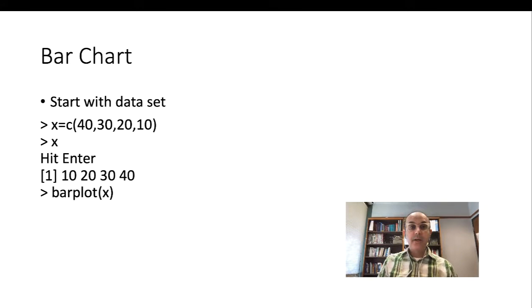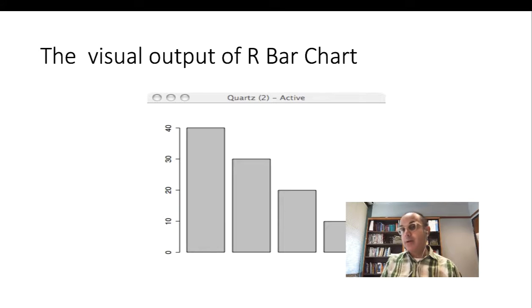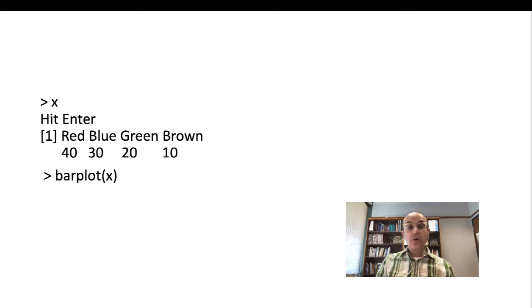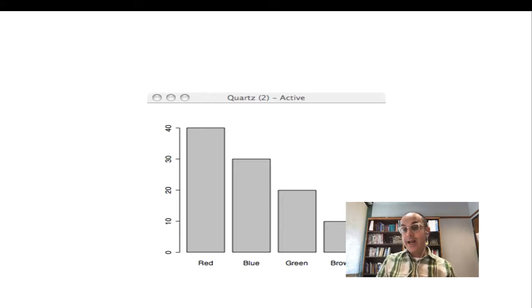I can also set up a bar chart, again with the same container and same numbers. Now I call the container X, and when I say barplot X, it will show me something like that. Again, I can add colors to it, and I can use red, blue, green, and brown. The names command attaches a name to each piece of data, so we can see the result with my pie.